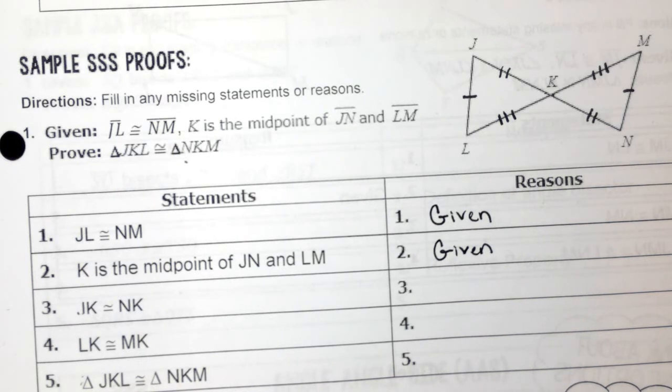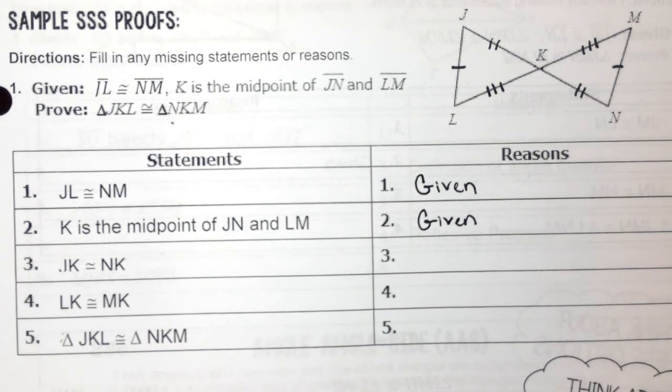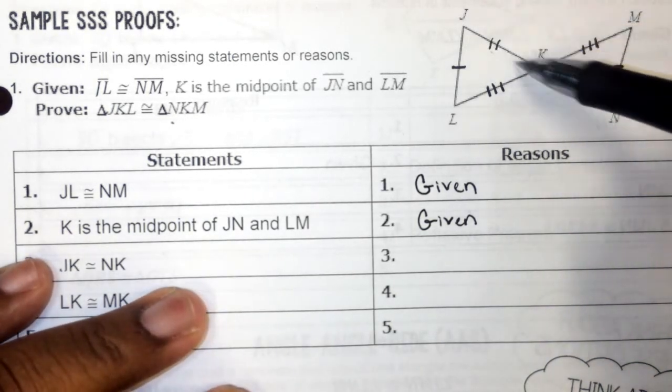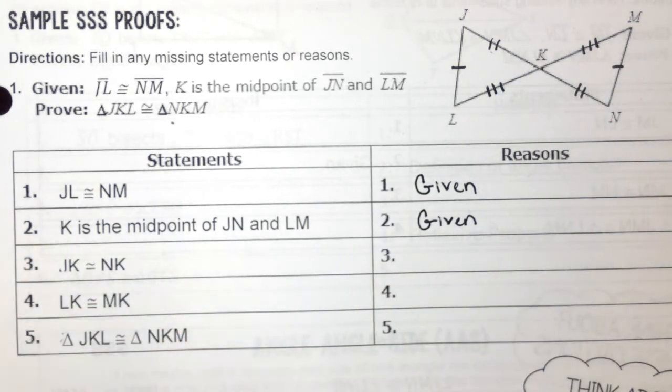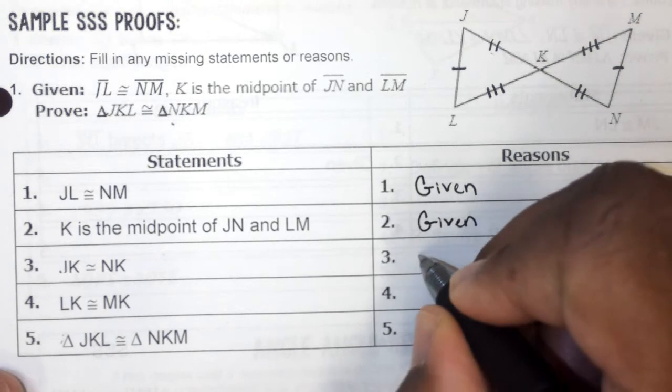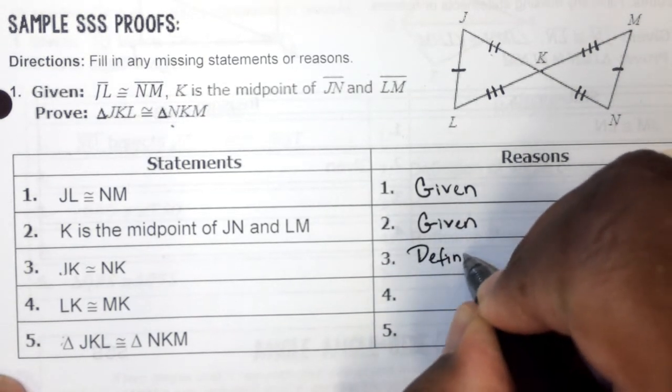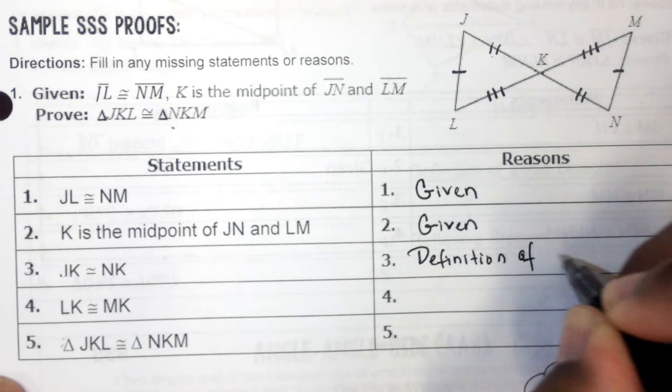Then after that, line 3 says JK is congruent to NK. Go back up there and look at it if you forgot what it was. JK is congruent to NK. They want to know the reason. Jordan, you think you got a good reason for that? That is the correct reason. This is the definition of a midpoint. We call K a midpoint, so we split and said JK is congruent to NK. Definition of a midpoint.